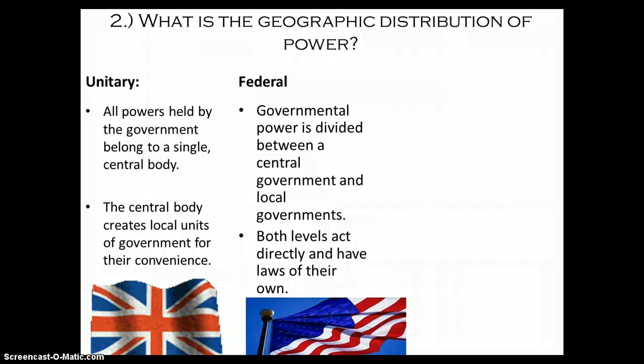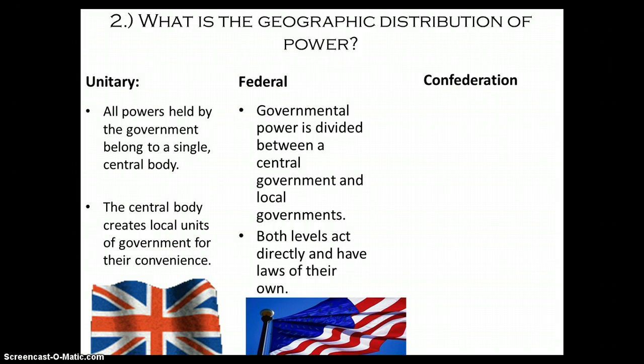But we also have a state government where those same three branches exist. We have an executive, which is our governor. We have a legislative branch, which is our House and Senate in Springfield. And we have a judicial branch, which enforces state laws. And so we have both of these two levels, and they act directly, and they have their own laws, and the power is divided between the two.